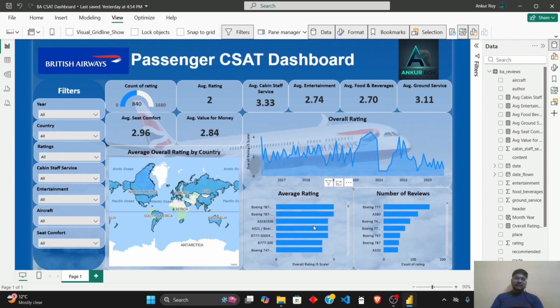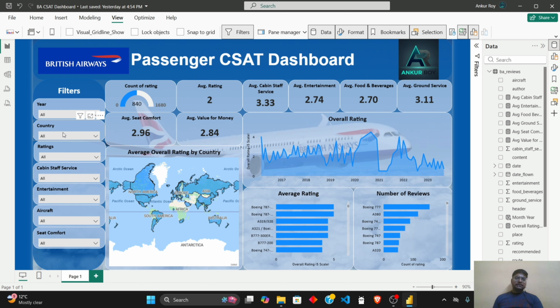Aircraft types that receive lower ratings and generate a large volume of feedback should be prioritized for cabin upgrades, seating improvements, or maintenance reviews. This targeted approach allows the airline to allocate resources efficiently where improvements will have the greatest impact. On the left-hand side, the dashboard includes a comprehensive set of interactive filters.